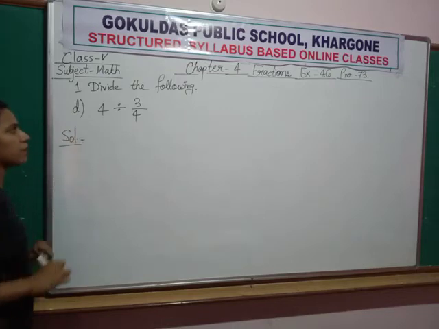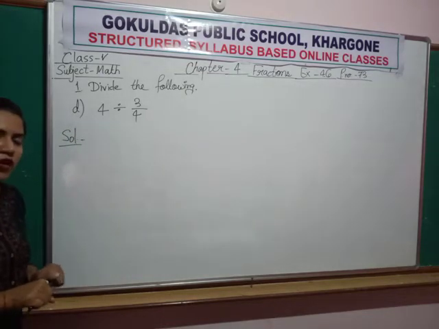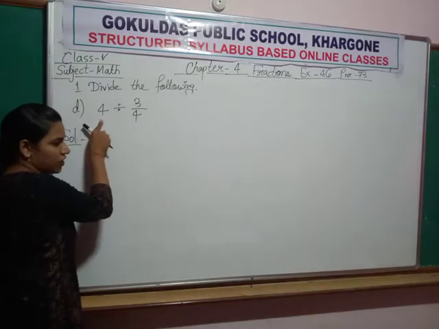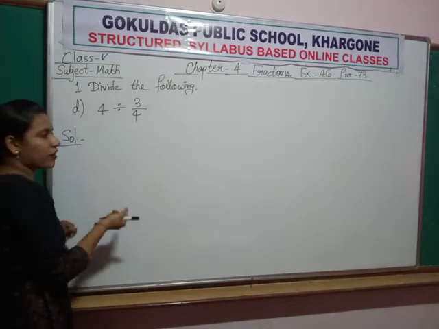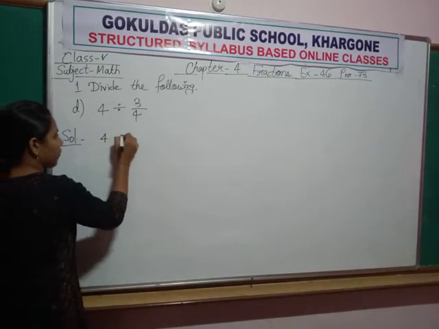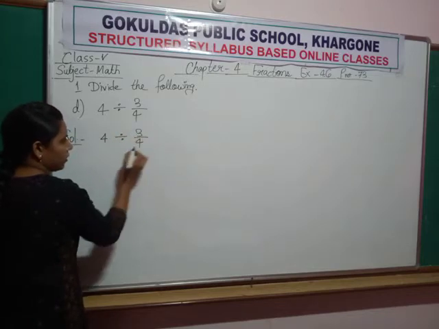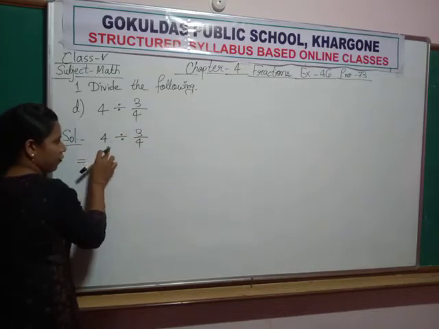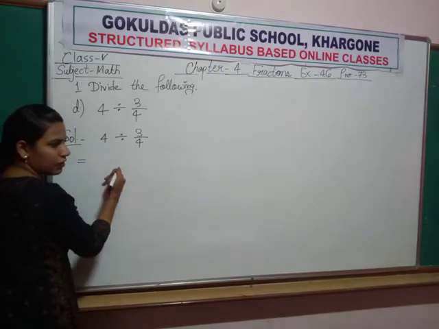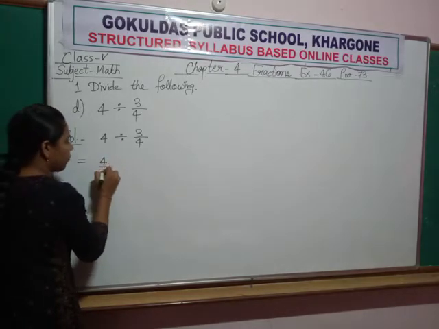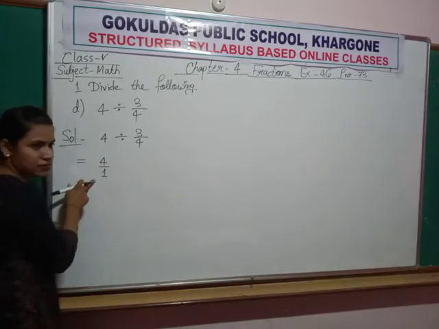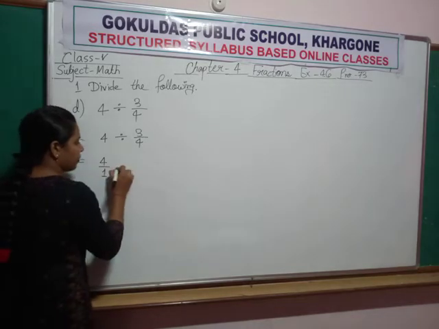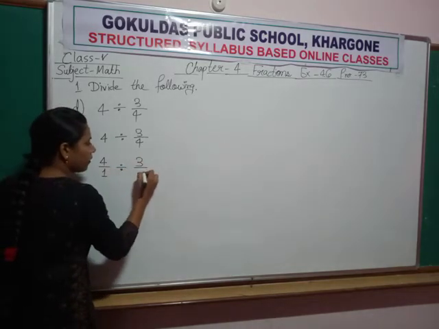So what is this step? How you will solve it? First of all, you need to change this number into fractional form. 4 divided by 3 upon 4 is your given question, right? 4 is a whole number, so write it in fractional form: 4 upon 1. 4 upon 1 is its fractional form. Divide by 3 upon 4.